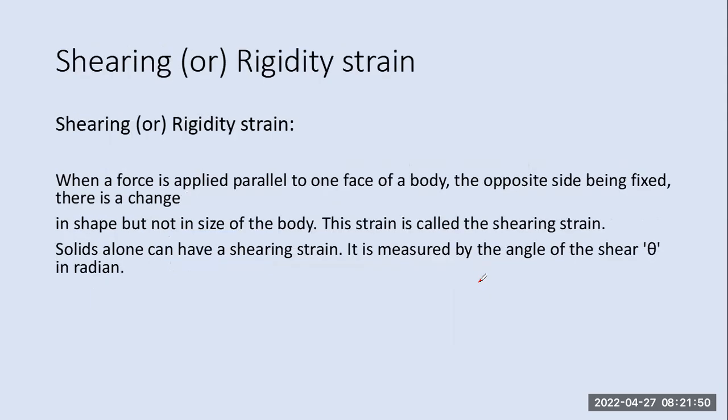So next is ang ating shearing or rigidity strain. When a force is applied parallel to one face of a body, the opposite side being fixed, there is a change in shape but not in size of the body. This strain is called the shearing strain. Solids alone can have a shearing strain. It is measured by the angle of the shear, theta, and then yung ating theta is in radian.